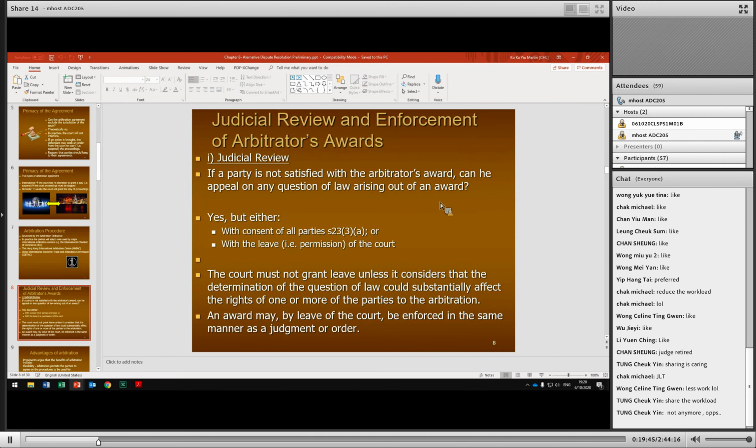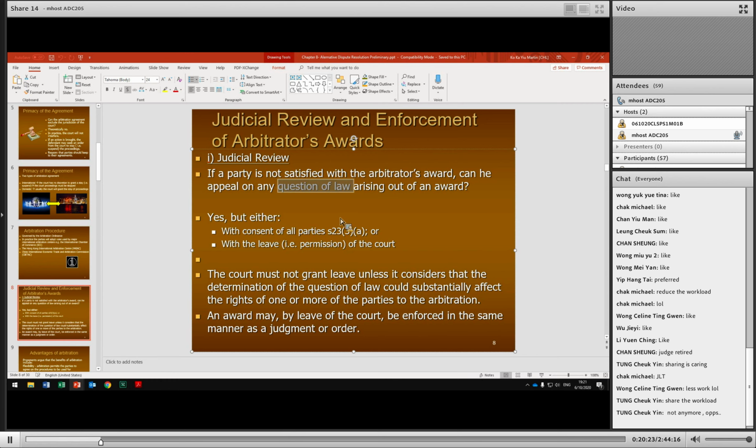Judicial review. If the arbitrator has made a ruling, so he has made an award. Do you think either party can appeal? Do you think the plaintiff or the defendant can appeal to the court? So if a party is not satisfied with the arbitrator's award, can he appeal on any question of law arising out of an award? In court cases, in arbitration and also litigation, usually we have two major questions: question of law and also question of fact.